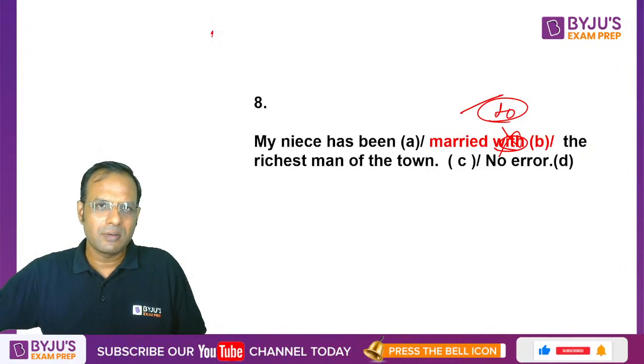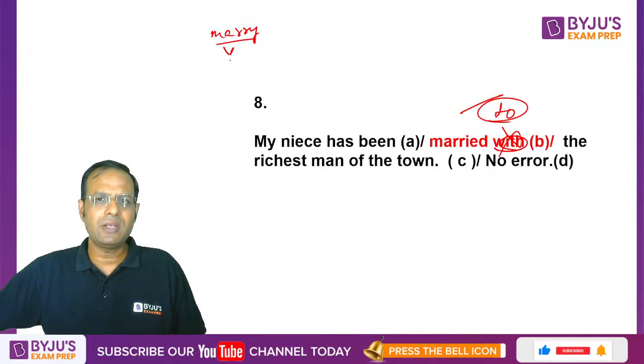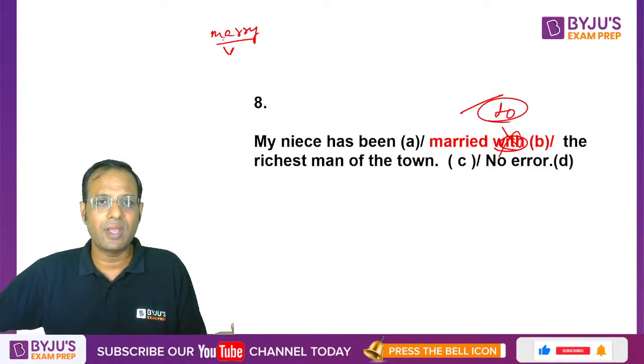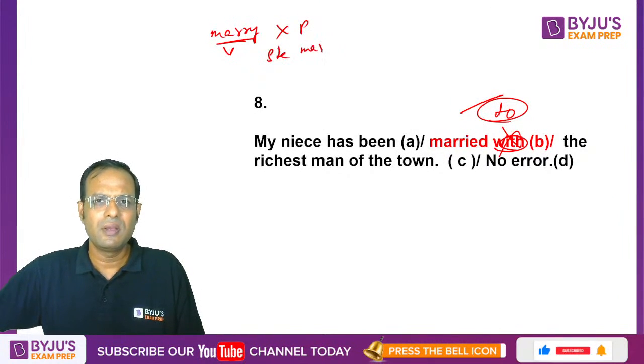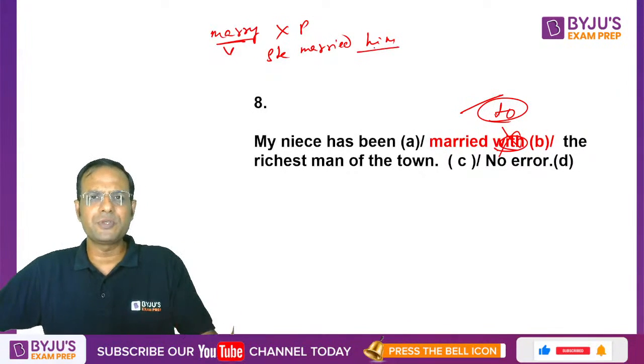Okay? But marry as a verb, right? Not in the passive voice. Okay, marry will not take any preposition, right? She married him. So no preposition over here.